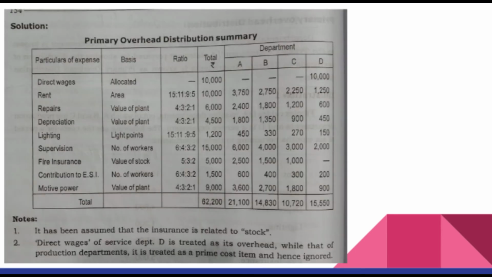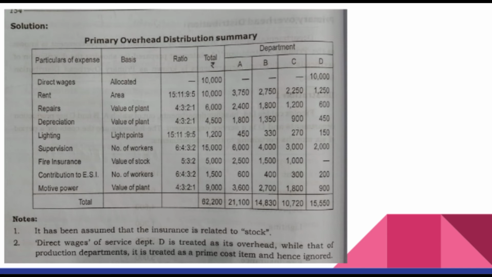This is our statement showing primary overhead distribution summary. We already found out the basis of apportionment and ratios of each overhead item. Here we can see particulars column, basis, ratio, total column and department-wise columns. In these departments, Department D is a service department and A, B, C are production departments.